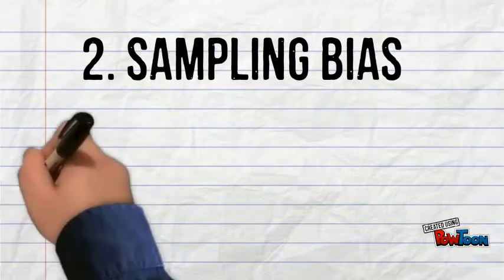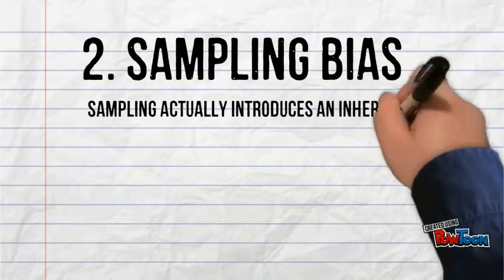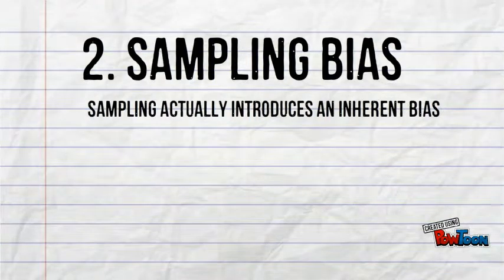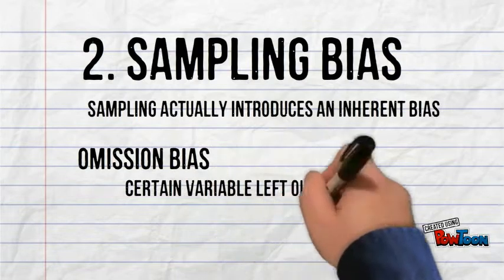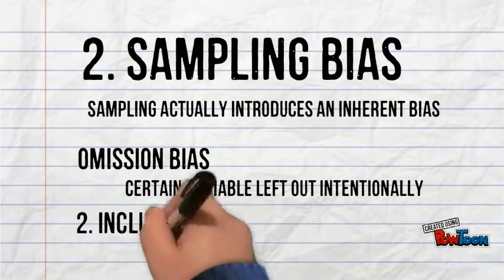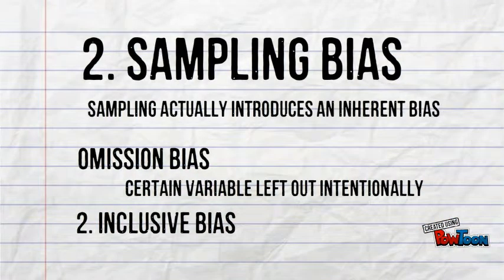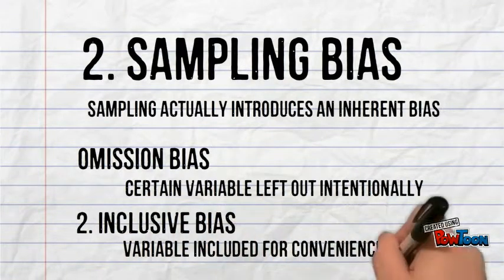The second is sampling bias. This occurs when the process of sampling actually introduces an inherent bias. Within sampling bias, there are actually 2 other biases. There is omission bias, when a certain variable is left out intentionally, and inclusive bias, when certain variables are included for their inconvenience.